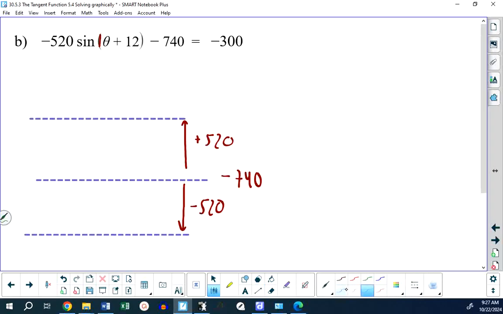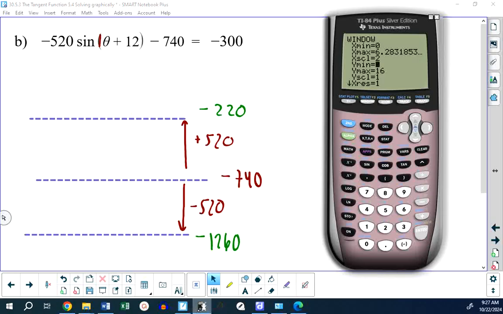So this number up here will be, how's my subtraction, by the way? Can you just confirm that? Okay, and down here will be negative 1260, I believe. Okay. I would probably go negative 1300, up to, might go up to negative 300. I definitely would change the scale.